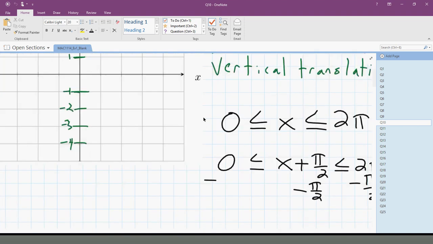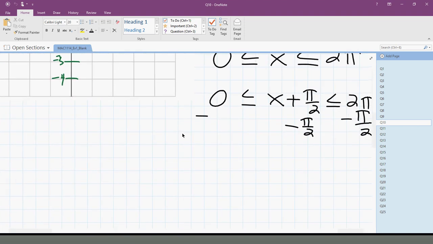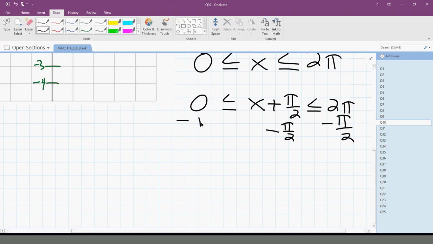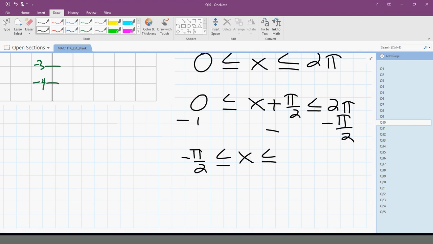There we go. So now we're back down here. It's just a little bit of back work to throw back up here real quick. So we're subtracting that pi over 2. That gives me pi over 2. Negative pi over 2 is less than or equal to x. And then over here you'll end up with 3 pi over 2.